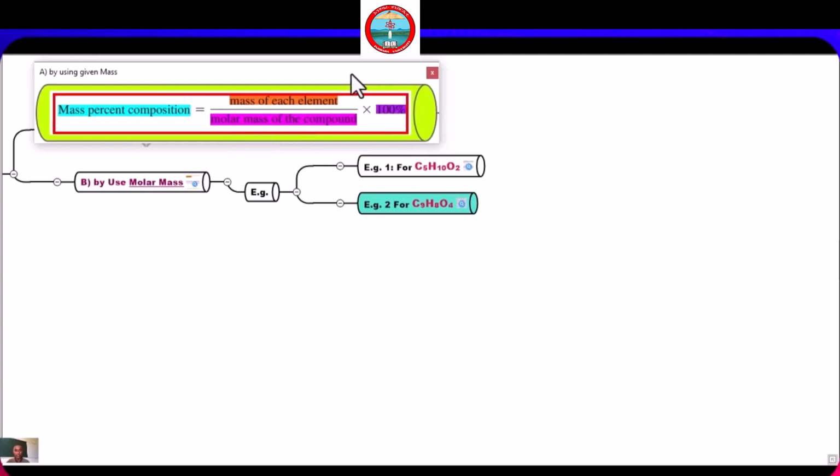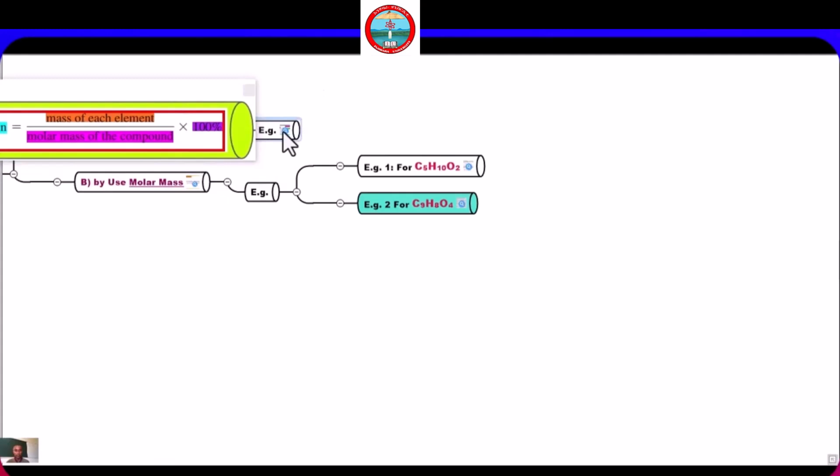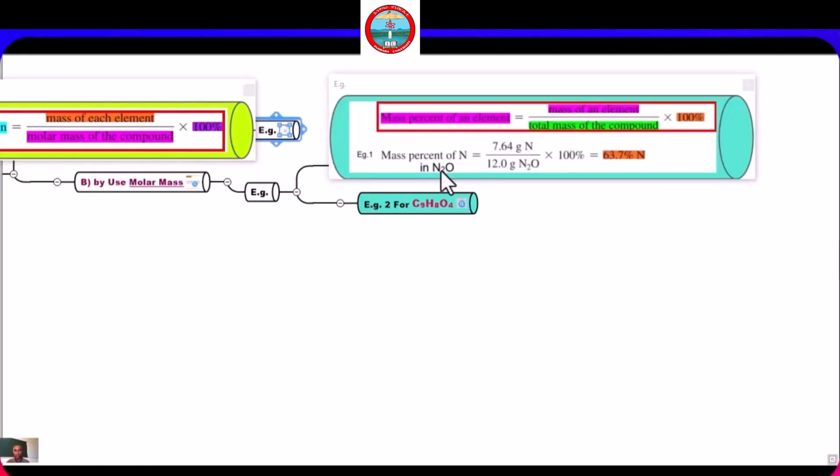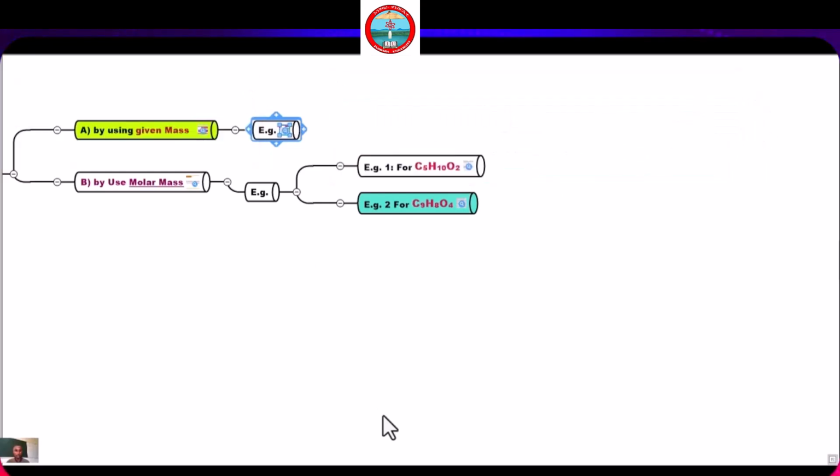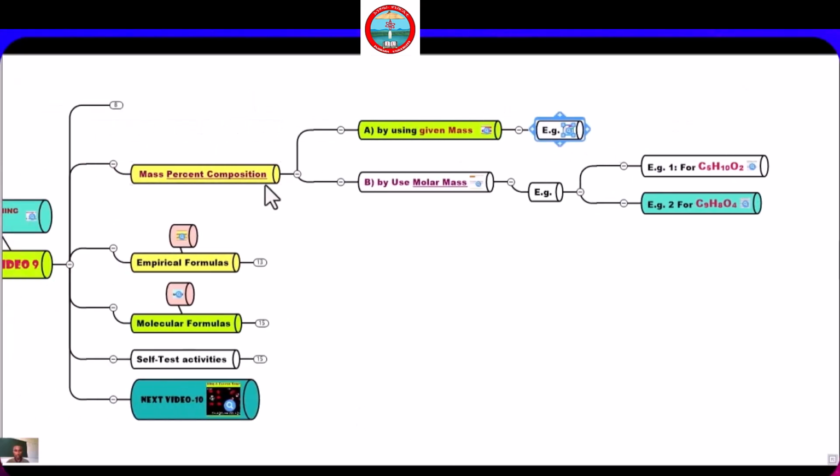Example: if the given mass for nitrogen in the nitrogen oxide is 7.64 grams, not molar mass, and the given mass of the compound is 12 grams, not its molar mass, then the mass percent of nitrogen can be calculated by dividing the given mass of nitrogen by the given mass of the compound times 100, and we will get 63.7% nitrogen, and the rest is the mass percent for oxygen. This is example 1. Another is obtaining the mass percent from the molar mass.